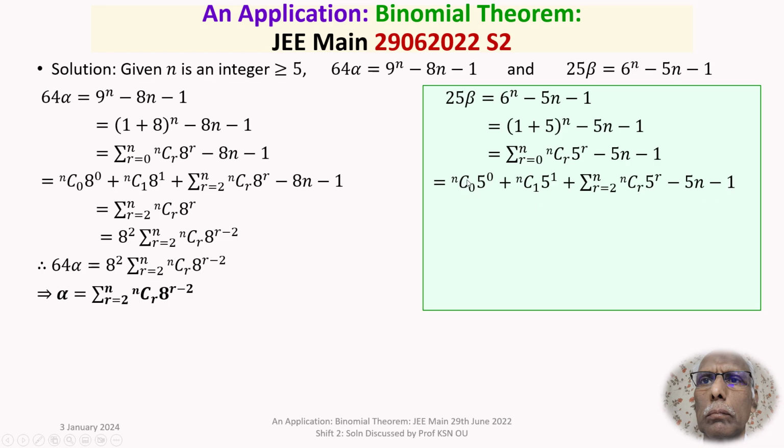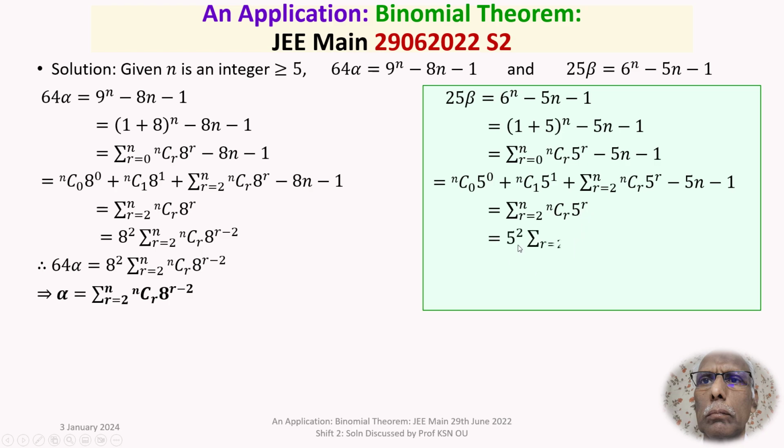nC0 is 1, 5 power 0 is 1, 1 minus 1 cancels. nC1 is n into 5, 5n and 5n cancel, and you are left with sigma r is equal to 2 to n nCr into 5 to the power of r. In this expansion, r is equal to 2, that is 5 square, r is equal to 3, 5 cube, and so on and so forth. r is equal to n, 5 power n.